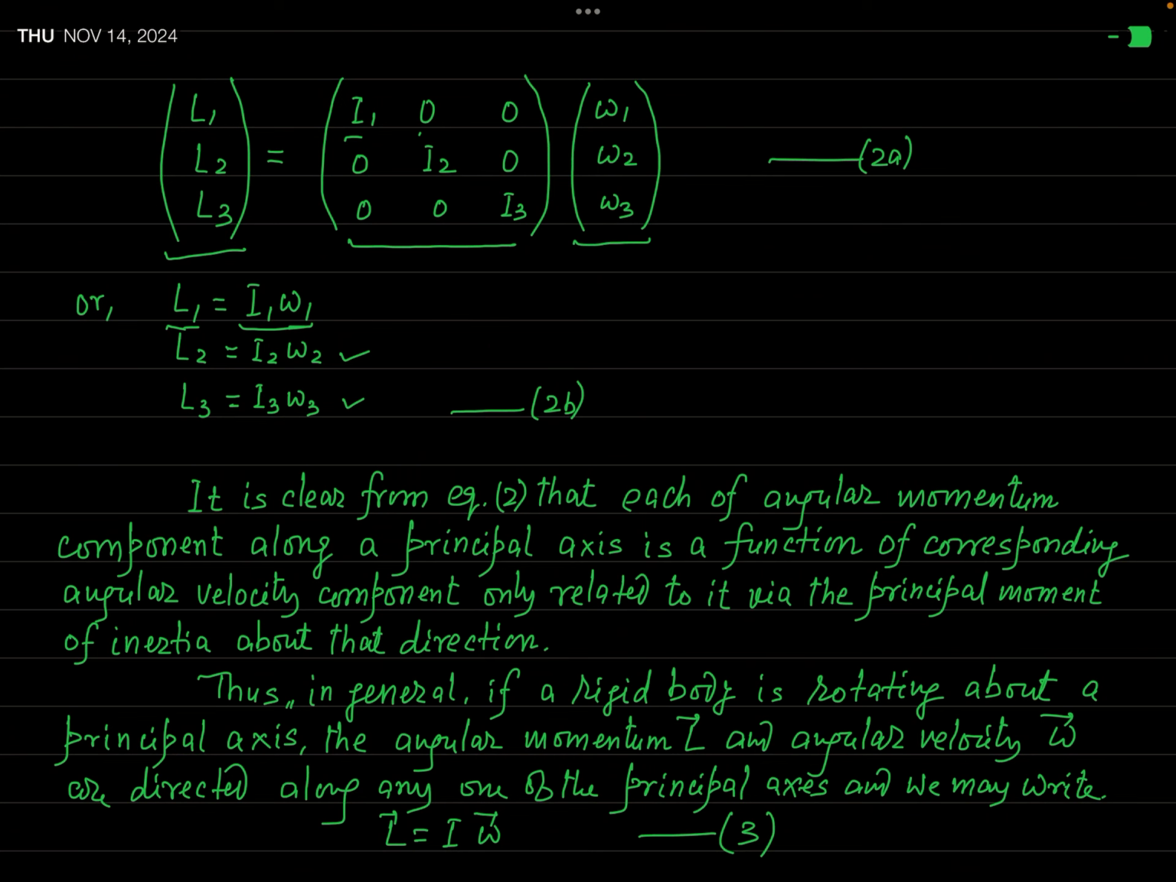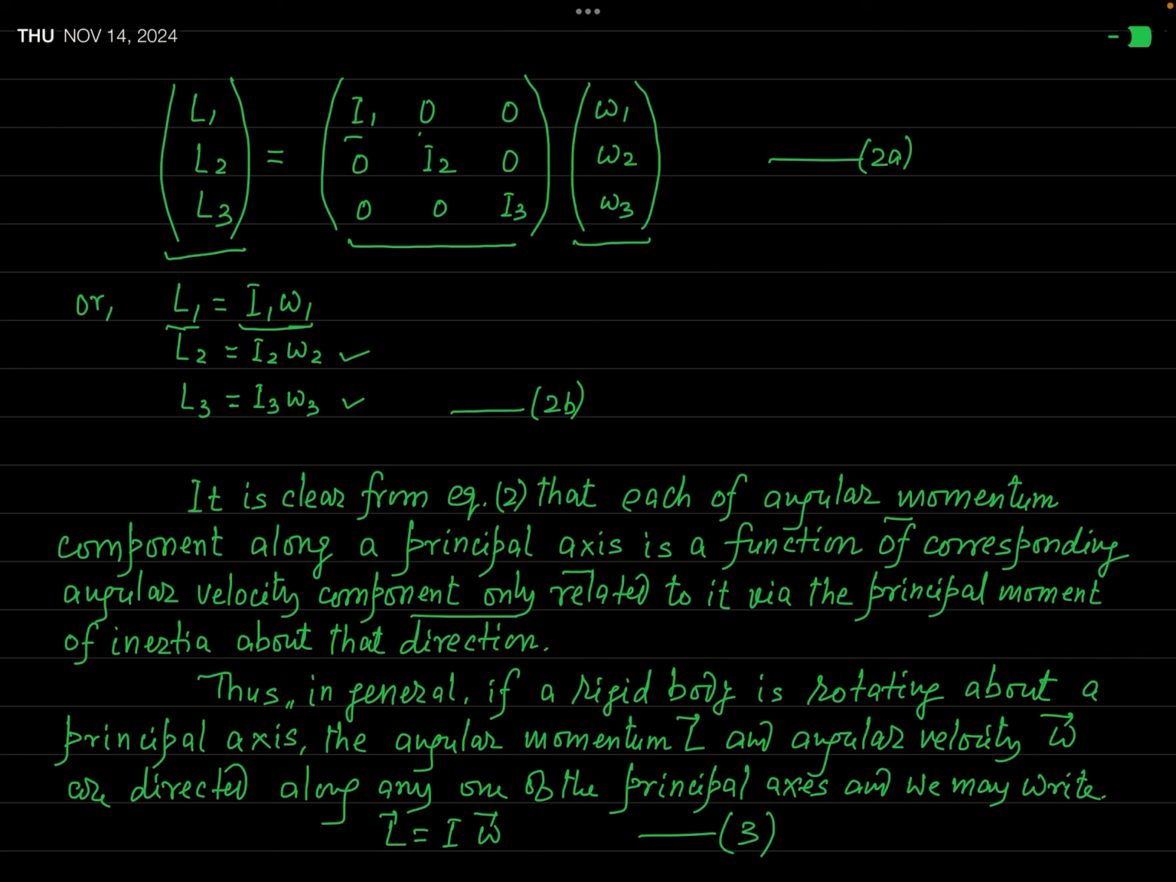So I have mentioned it here. You can see that it is clear from this equation 2 that each of the angular momentum components along a principal axis is a function of the corresponding angular velocity component only. L1 is a function of only omega 1, L2 is a function of only omega 2, L3 is a function of only omega 3.